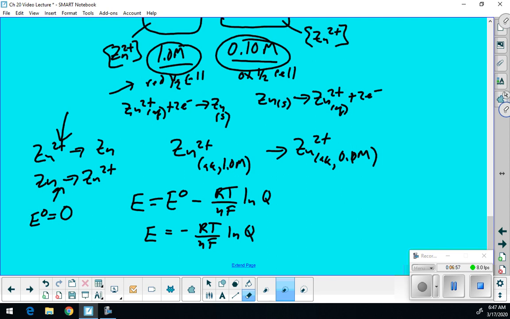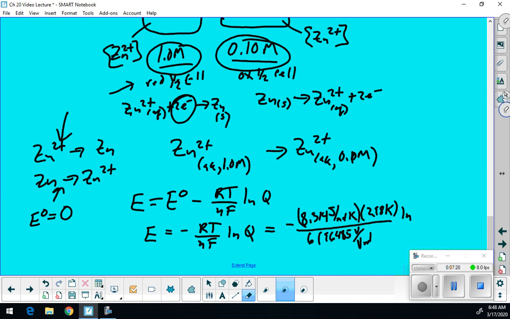Now, how many electrons are we transferring in this reaction? 2. So we have a negative 8.314 joules per mole Kelvin times my 298 Kelvin over 2 times 96485 joules per volt mole, right? Times the natural log. Now, what's Q? My Q is my concentration of my zinc, right? Concentration of my zinc.